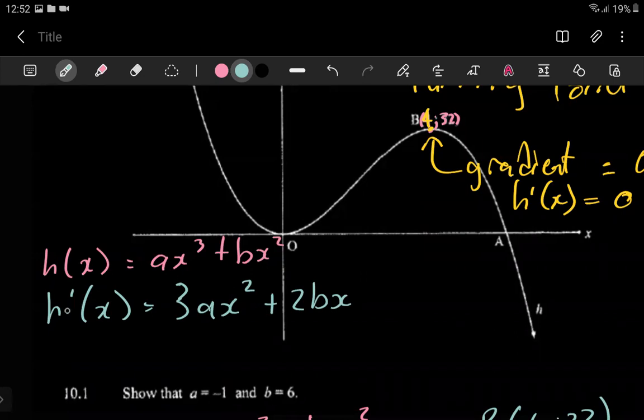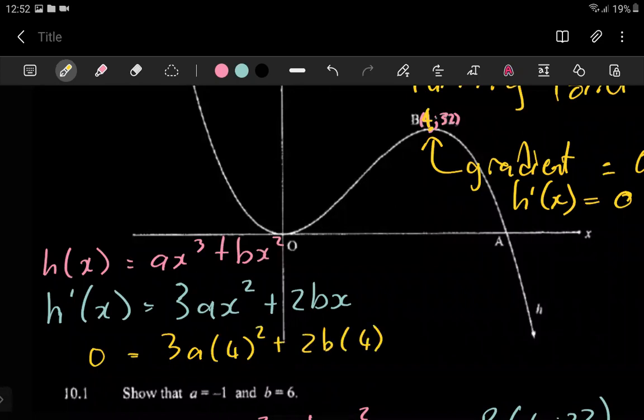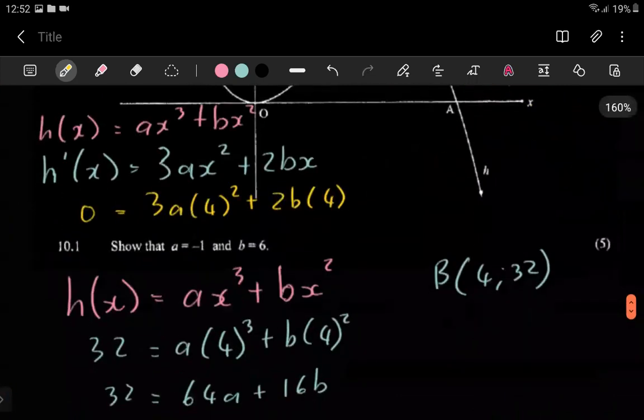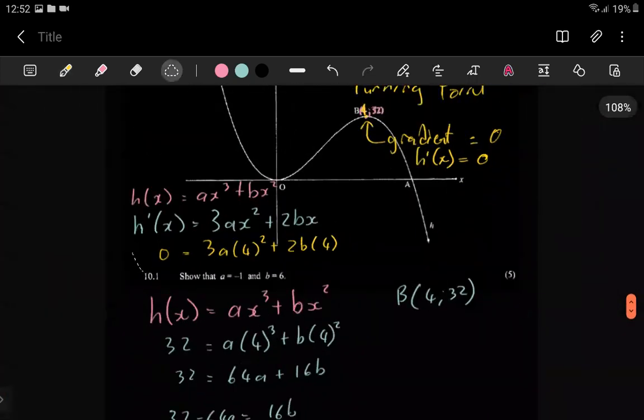And remember, in this gradient equation, we can throw in a gradient, which is a 0. And we can throw in an x value where that gradient is a 0. We know that the gradient is a 0 where the x value is a 4. You see, this is going to give us another equation that has a and b in it.